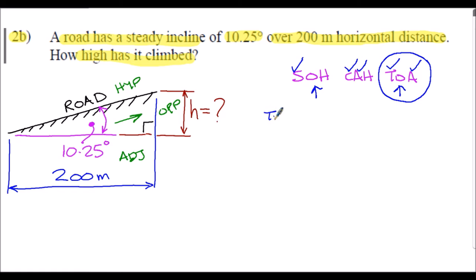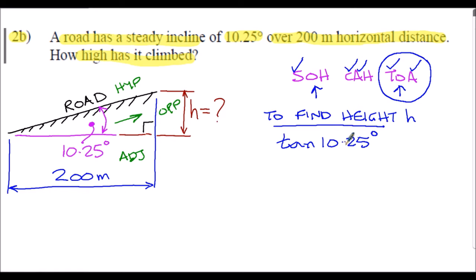I can clearly see I have all the information I need to use the tangent function. So to find height h, I have tan of the angle, and the angle in this case is 10.25 degrees. And that's equal to the opposite side, which in this case is labelled as h, divided by the adjacent side, which we're given as 200. I need to rearrange the equation to make h the subject, so I need to multiply both sides by 200. So 200 multiplied by the tan of 10.25 degrees is equal to h.